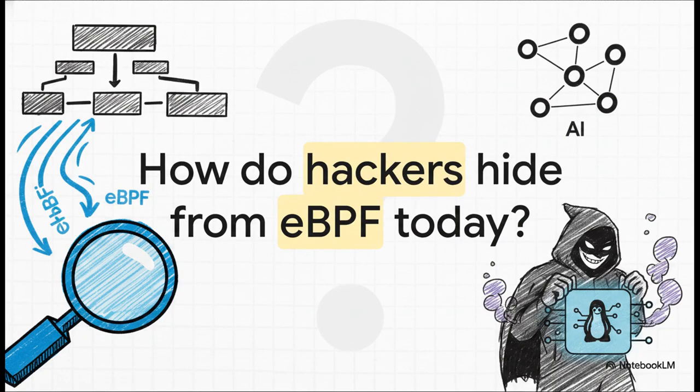Which leaves us with an absolutely fascinating puzzle to chew on for next time. If our modern tools like eBPF can see absolutely every system call, and our AI can analyze behavior instantly, how are the world's best hackers still managing to evade detection? How do you hide a process when the kernel itself is watching everything you do? Think about that, and we'll unpack the secrets of Linux process evasion in our next explainer.